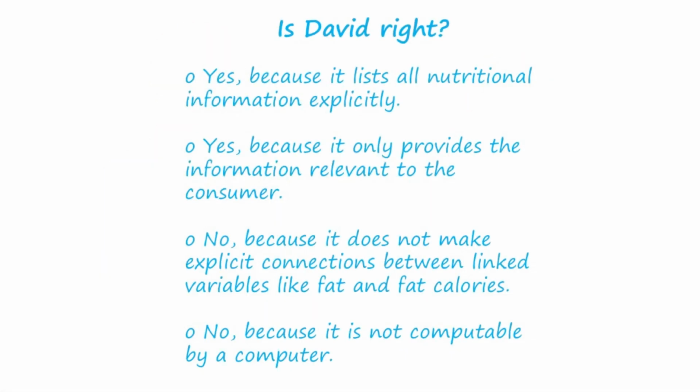What do you think? Do you think David is right? Let us think through this a little bit more deeply. Does the nutritional label make all the information explicit, David? So it seems like it does. For each given nutrient in the food, it lists the explicit amount of that is present in the food. So it seems like it makes all the information explicit.